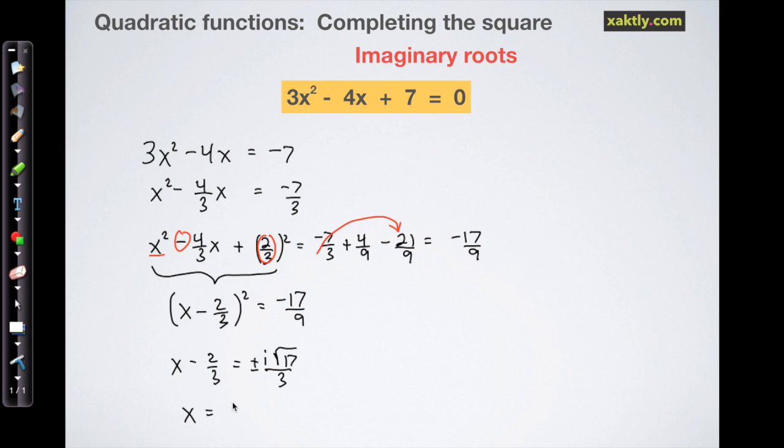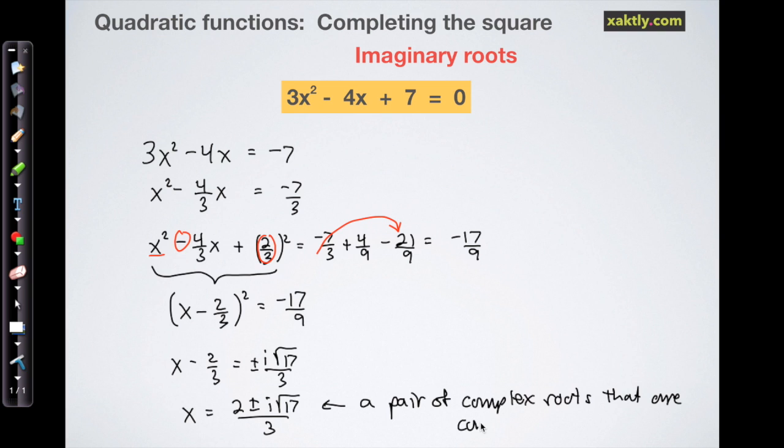Then we can just easily finish off solving for x. It's 2 plus or minus i root 17 all over 3. And so we have two complex solutions with non-zero imaginary parts. And these always come, remember, in pairs of complex conjugates. And remember that complex conjugates just have a different sign on the imaginary part.